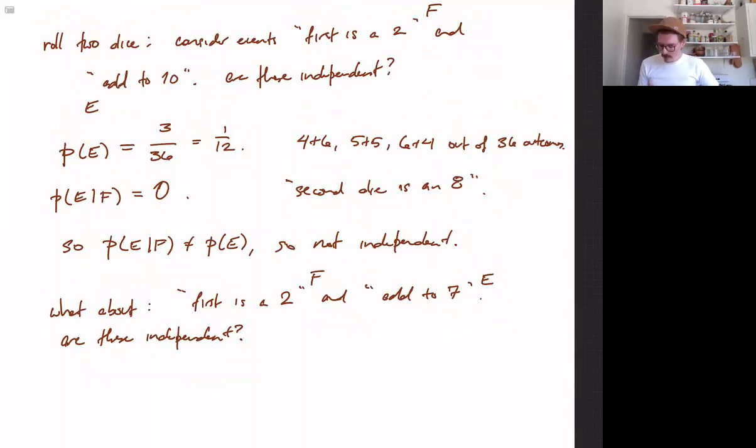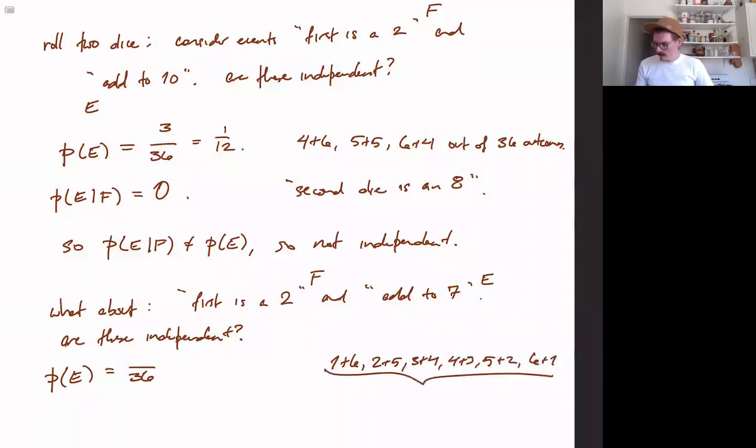So the probability of E, what is the probability that they add to 7? Well, again, there's 36 outcomes, and how many of them add to 7? That is 1 plus 6, 2 plus 5, 3 plus 4, 4 plus 3, 5 plus 2, and 6 plus 1.